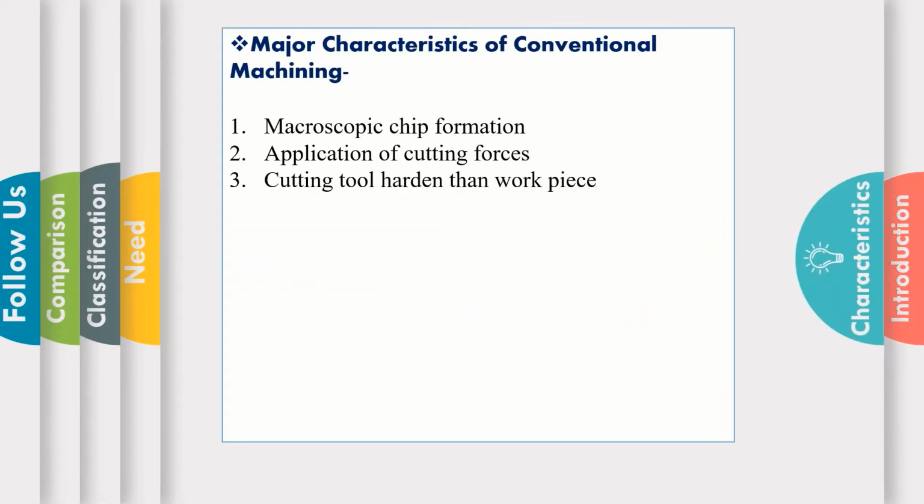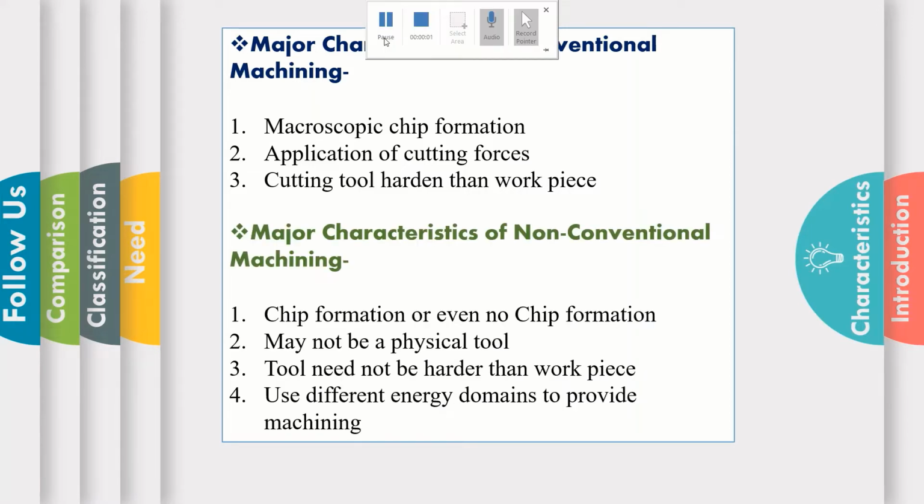Major characteristics of conventional machining. First, generally microscopic chip formation takes place due to shear deformation. Then material removal takes place due to application of cutting forces. And the third is that the cutting tool is harder than the workpiece at room temperature as well as under machining conditions. These are the characteristics of conventional machining. Now we'll see the major characteristics of non-conventional machining.